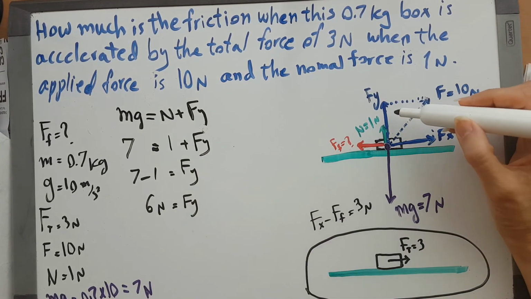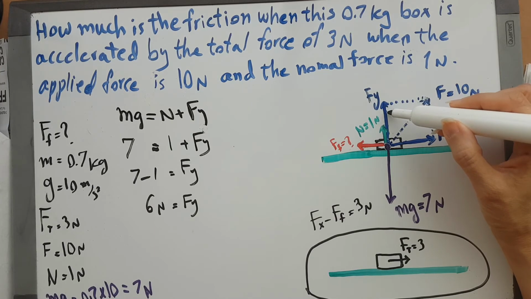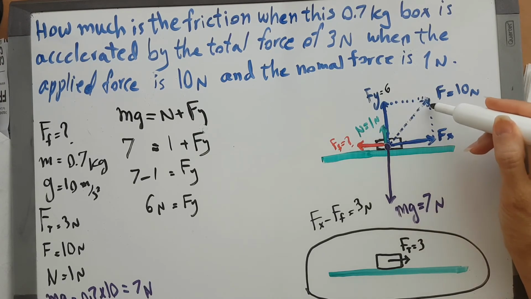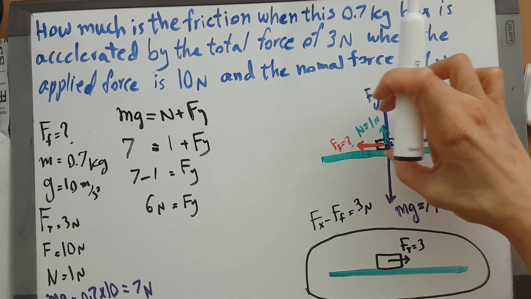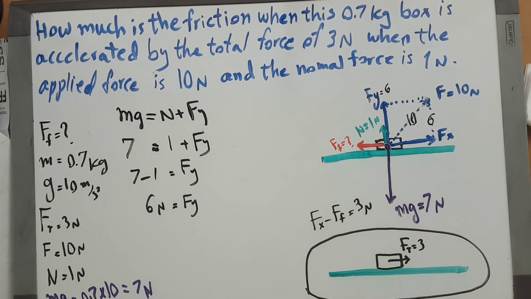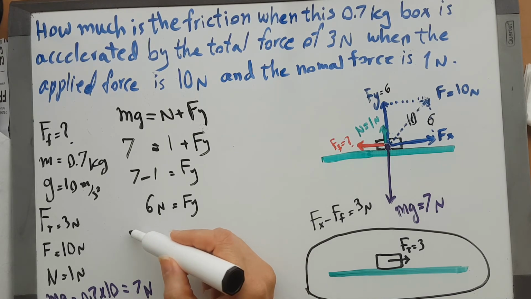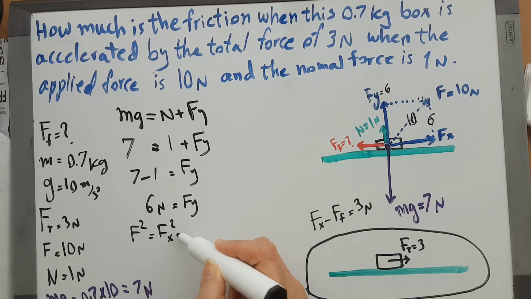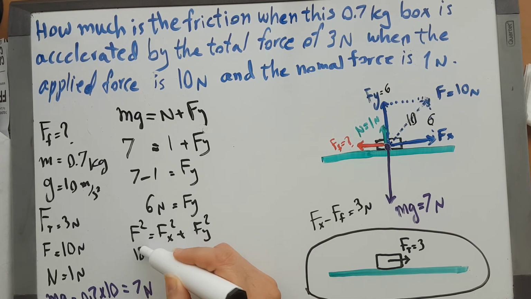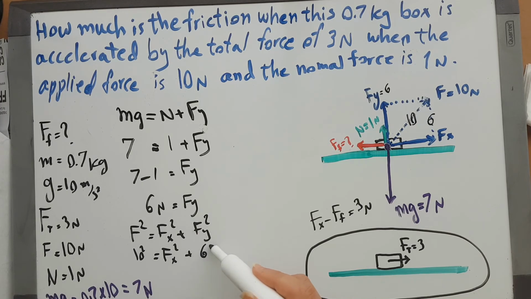Since I found the Fy, this is 6. Therefore, since this is 6, this is also 6, right? This is equal to this, right? So this is 6. This I know is 10. I can find the Fx now, using the Pythagorean theorem. I know that F squared equals Fx squared plus Fy squared. So 10 squared equals Fx squared plus Fy, which is 6 squared.